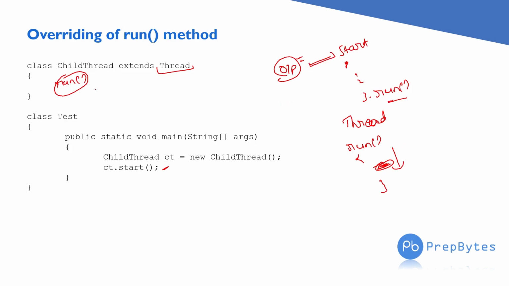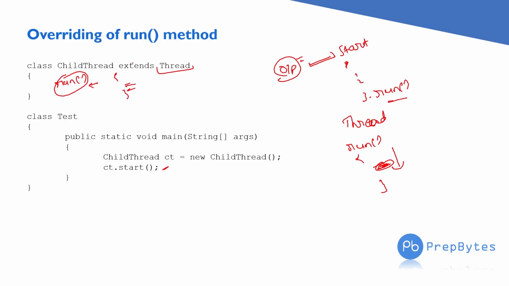This is why it is important to override the run method. If you want something as output, you have to override the run method. Will it give any error? No, it will not give any error. Will it print anything? No, because the implementation inside the Thread class is empty. You have to actually write the job here, whatever you want the child thread to do.